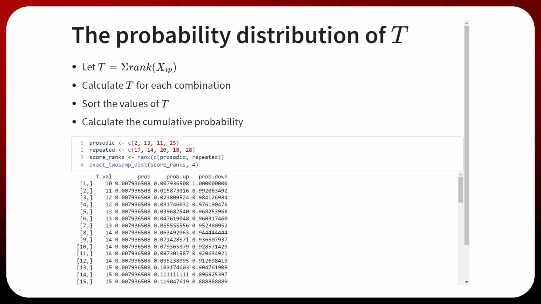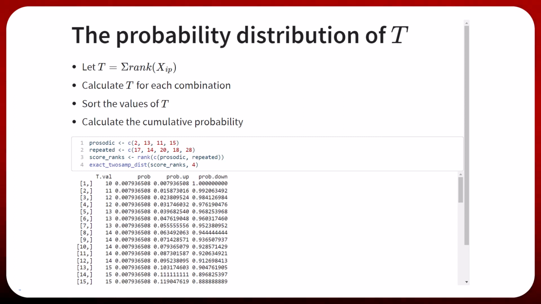The difference between the test statistic in this method and the test statistic we used in the Fisher-Pitman method is that in that method, we summed up the scores of the smallest group. In this method, we rank all of the scores in both conditions first and then sum up the ranks of the scores that are in the smallest group. That then leads to T, our test statistic. We look at all the possible combinations of ranks in the two conditions and calculate T for each combination, sort those, and then calculate the cumulative probability.